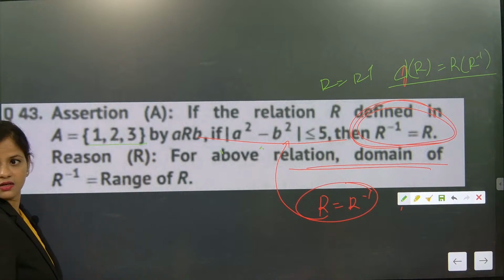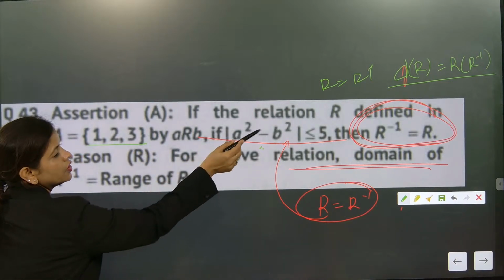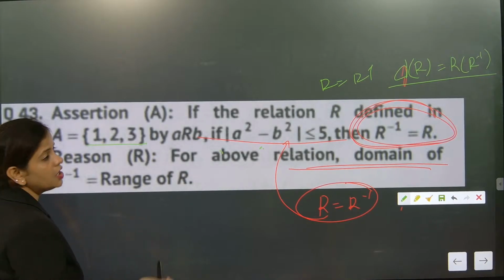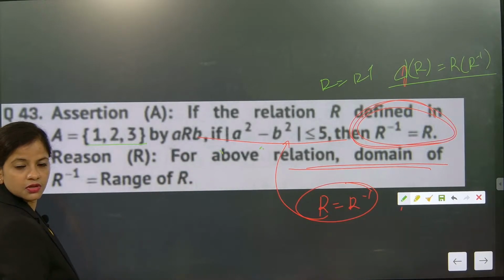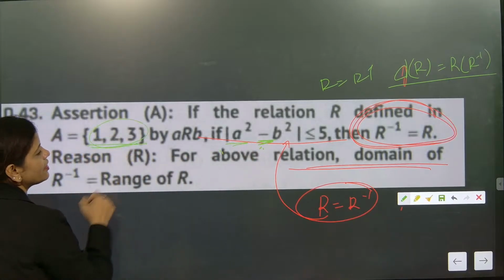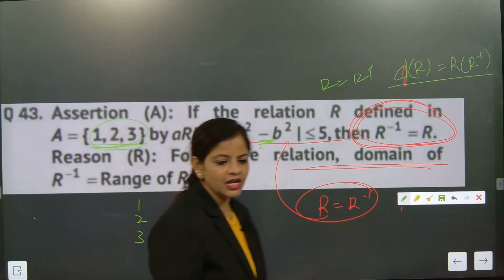1, 2, 3 is there, no? If I put 1 here, 2 here, 3 here, and 1, 2, 3 there, definitely I'll get some values, correct? So whatever values I'm getting from domain and range, both will be 1, 2 and 3. The remaining part will come.